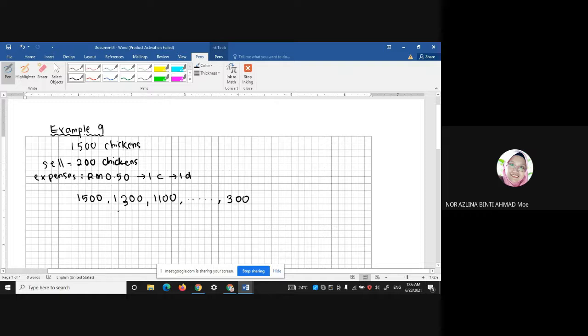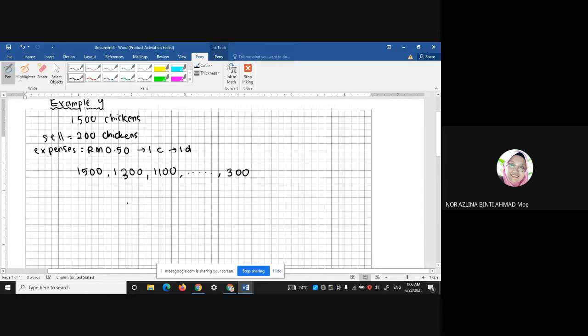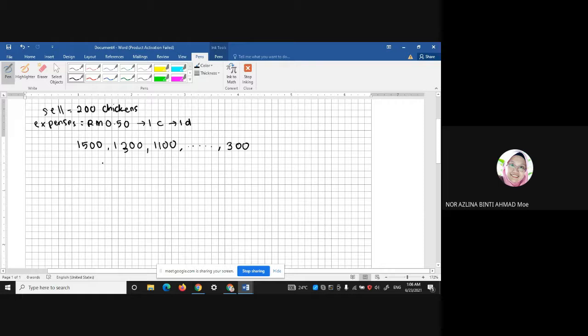So nak tahu apakah jenis progression ni? Kalau nak tahu jenis dia apa, kita kena tahu D dia. Adakah D dia nilai beza sepunya, ada beza sepunya. So D dia 1,300 minus 1,500. Mesti second term tolak first term. So ini dapat negatif. Sebab apa negatif? Sebab dia berkurang. So ni D1, try pula D2. Sama tak? 1,100 minus 1,300 sama dengan negatif 200.